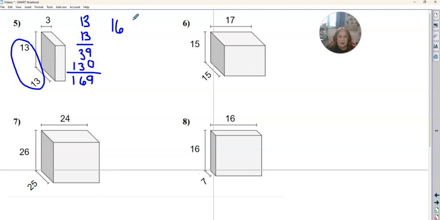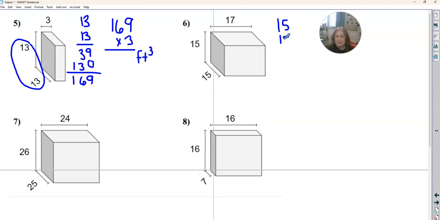So we need to finish the problem by doing 169 times 3. So then that will be our answer, feet cubed. So make sure you do the math there. Okay, this one we have all double-digit numbers. There's no switching to do a single one. So I'm just going to start with 15 times 15 and then times it by 17.